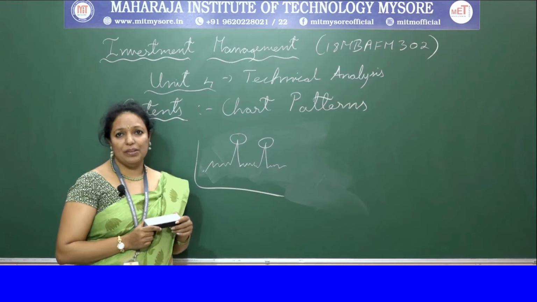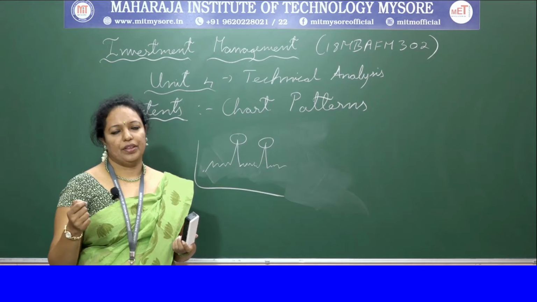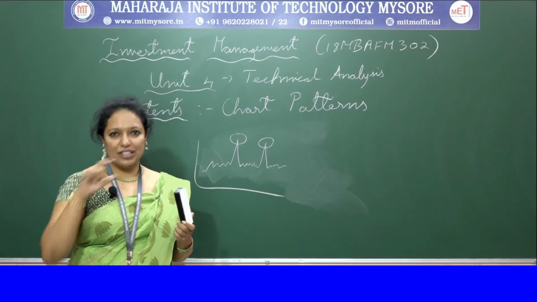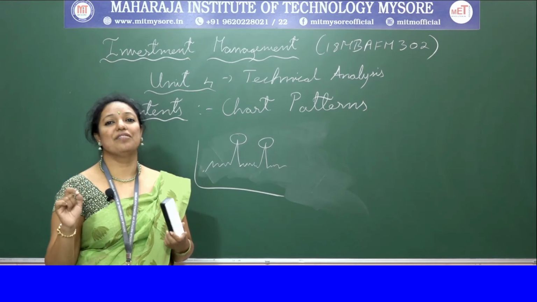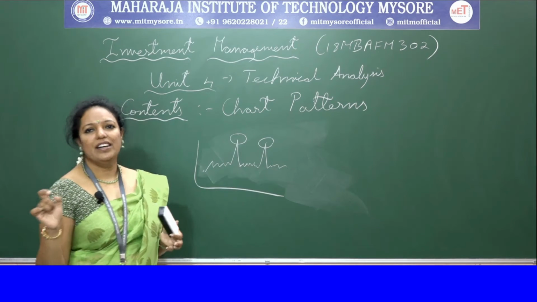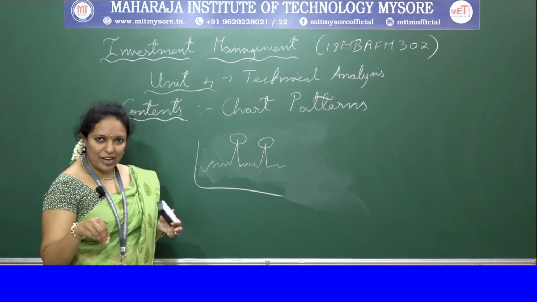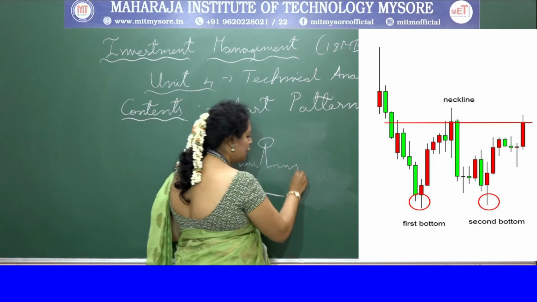So the double bottom is a bullish reversal pattern. Bullish reversal pattern means it is more suitable for predicting the bullish trend, so that where it reverses you are able to identify it, because it signifies the end of the downtrend and a shift towards an uptrend. So I'll just continue this and show you.